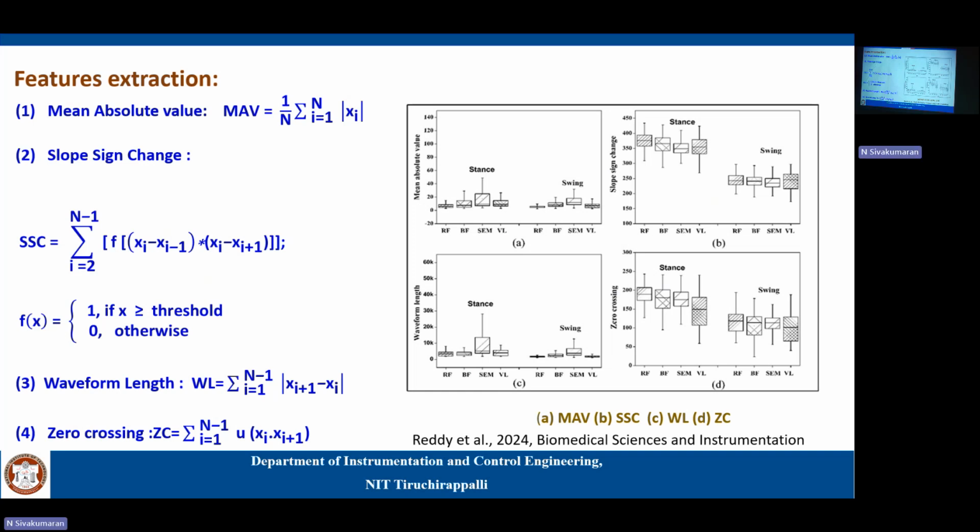If you take the mean absolute value for a particular muscle in stance phase, the distribution is this, and for the same muscle in swing, the distribution is this. Can we take a decision with this information? Because you see a lot of overlap. You take any one muscle, for example SEM, and you see these two distributions overlapping. Then how do we take the decision?